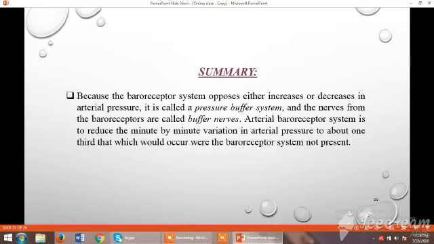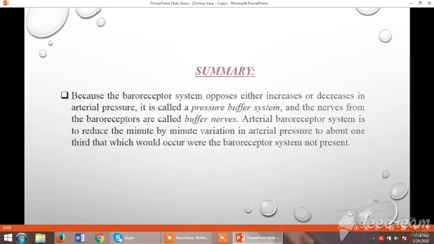Now, summary, we can say this: the baroreceptor system opposes either increases or decreases in the arterial pressure, that is, it is the pressure buffer, and the nerves for the baroreceptors are called buffer nerves. And the arterial baroreceptor system reduces the minute to minute variation in arterial pressure to about 1/3 of that which would occur where the baroreceptor systems are not present.